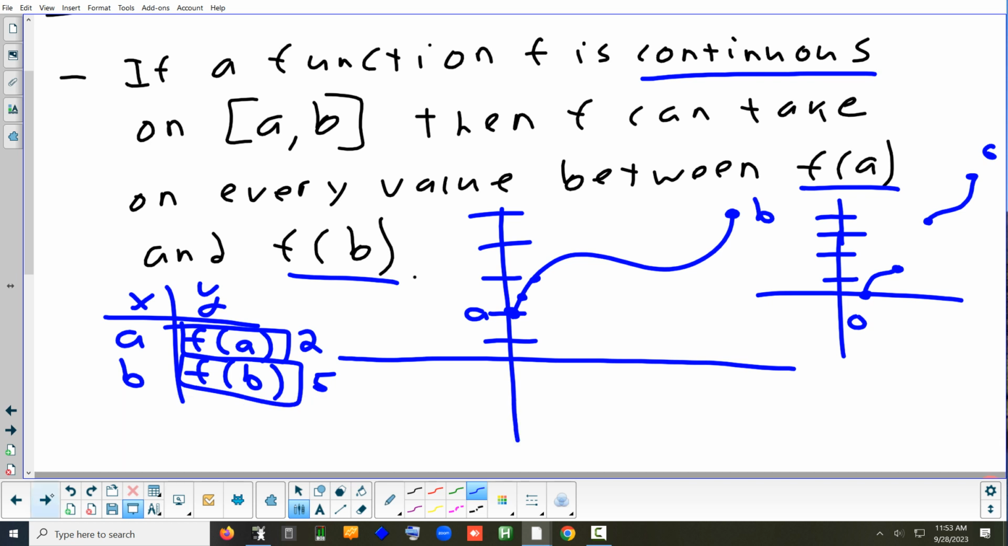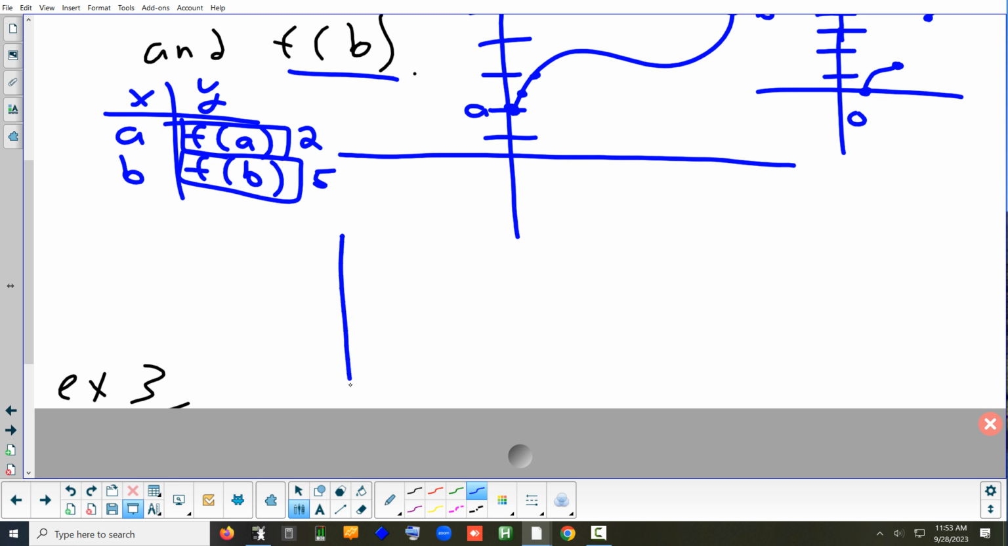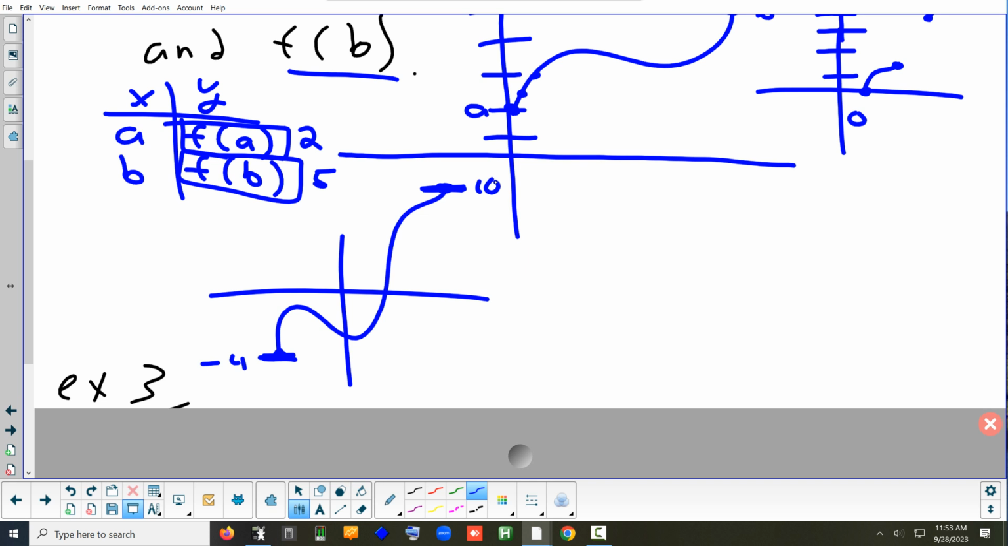What if I go from a positive value to a negative value, going continuous? What's guaranteed to happen if you know that this is at a negative value? Let's just say -4. And this is at a positive value. Let's say positive 10. I am guaranteed what's going to happen? Yeah? I'm guaranteed I'm going to cross the x-axis, which means I will hit 0 somewhere. Yep. You're guaranteed you're going to hit 0 somewhere. There's no way to go from a negative to a positive without going through 0.